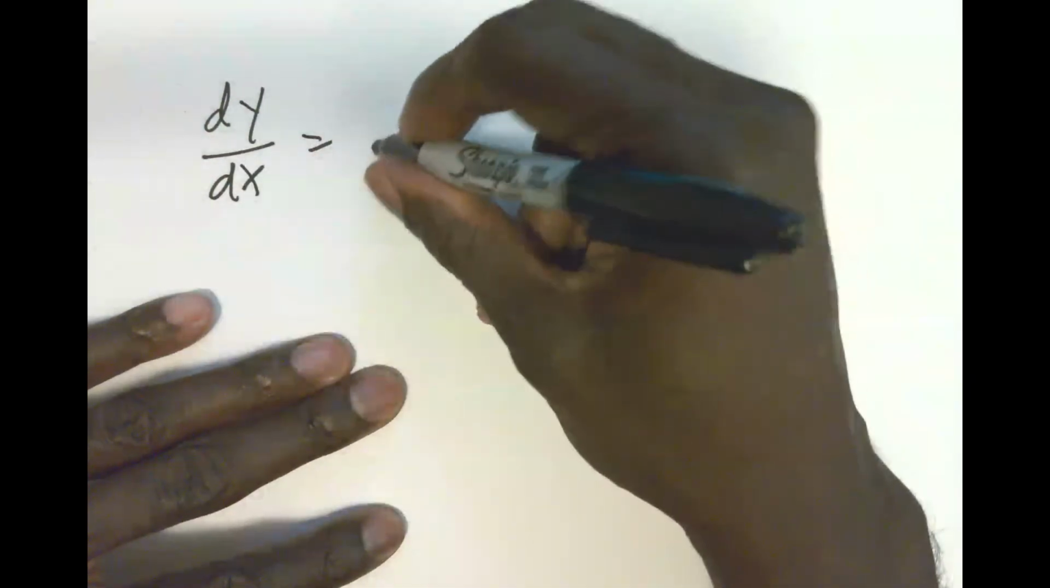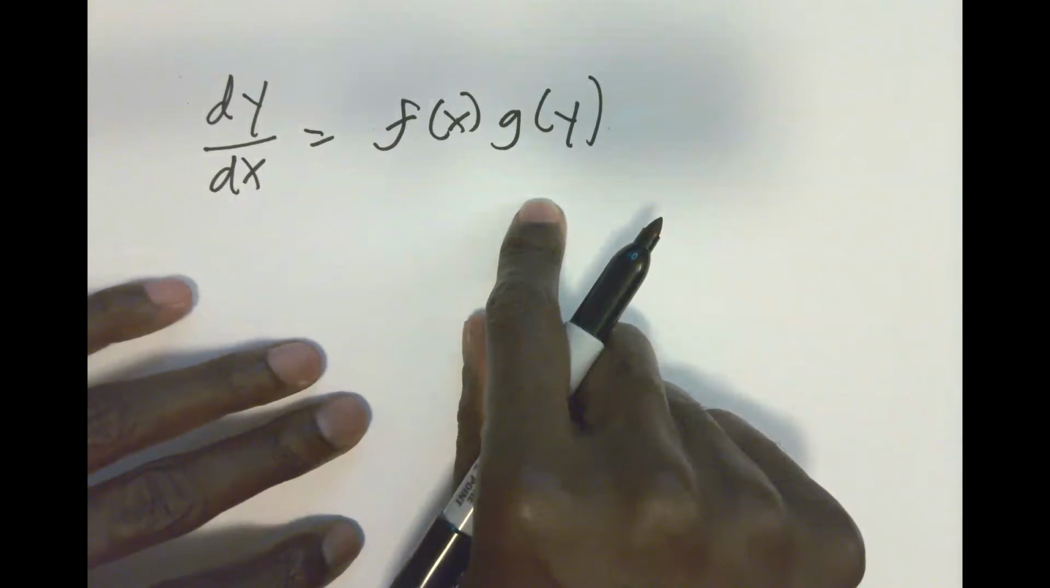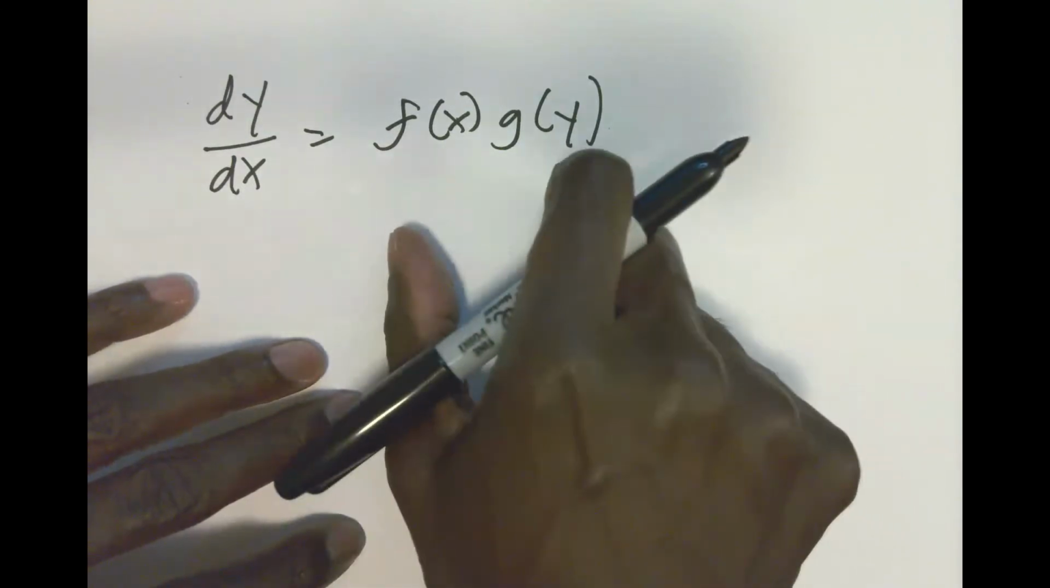It's just that separable differential equations will have some algebraic manipulations before and after the integration to give a complete solution. So for a differential equation to be separable, it should be the product of two functions, a function of x and a function of y. So we say that a separable differential equation is of the form dy by dx equals f of x times g of y. So it's a product of two functions, a function of x and a function of y.